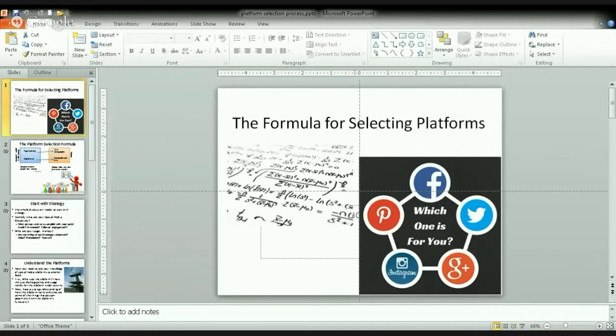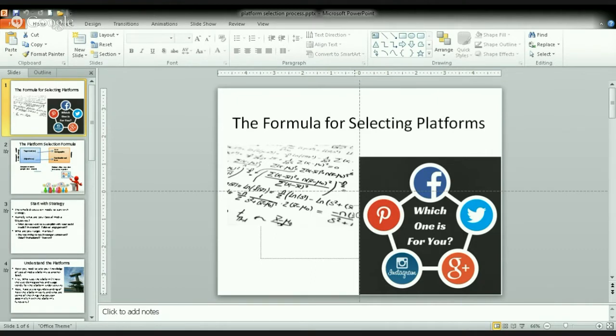The platform selection formula is something that I came up with as a way to try to determine which platforms you should use for your social media efforts. You should run this formula for every platform that you want to consider using. And you should run this formula repeatedly when you think that there might be a change to the platform or even a change to your business's strategic approach.